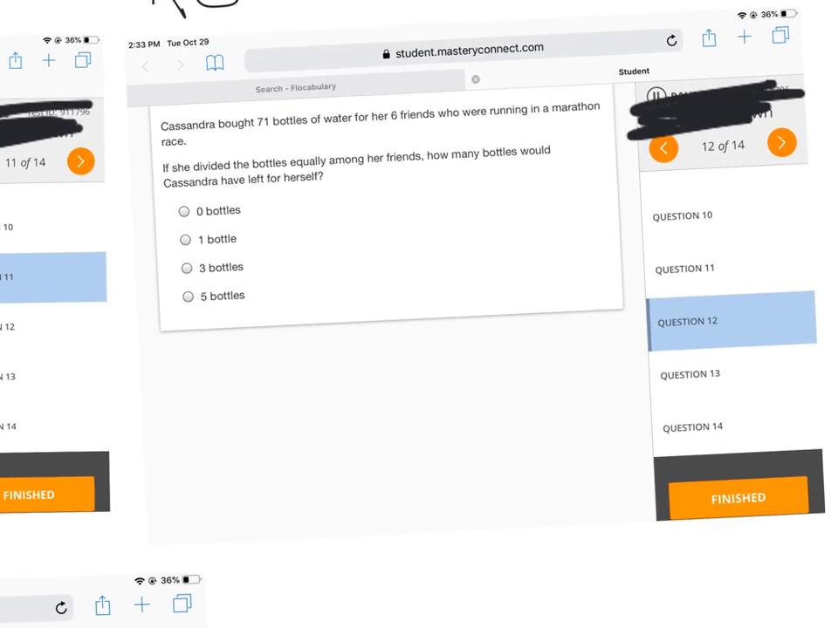Number 12. Cassandra bought 71 bottles of water for her 6 friends who were running in a marathon race. If she divided the bottles equally among her friends, how many bottles would Cassandra have left for herself? So I know I'm going to divide because if I use my cube strategy and I circle my numbers, I underline my question, my clue word here says equally. And when I'm trying to find equal groups, I'm always going to divide.